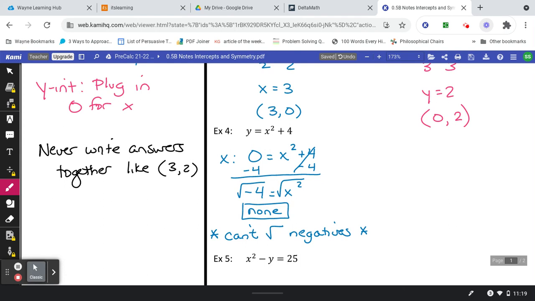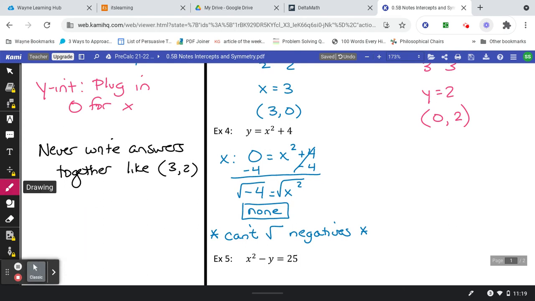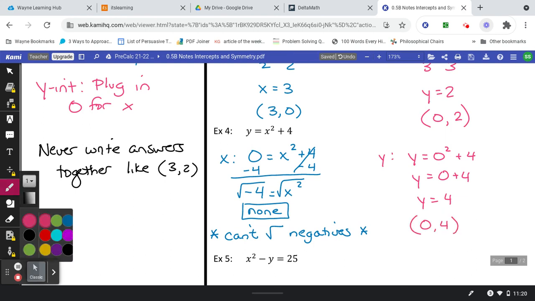So we don't have an x-intercept, but we still need to check for our y-intercept. Plugging a 0 in for the x. 0 squared is 0. And 0 plus 4 is 4. If you need it as an ordered pair, 0, 4.